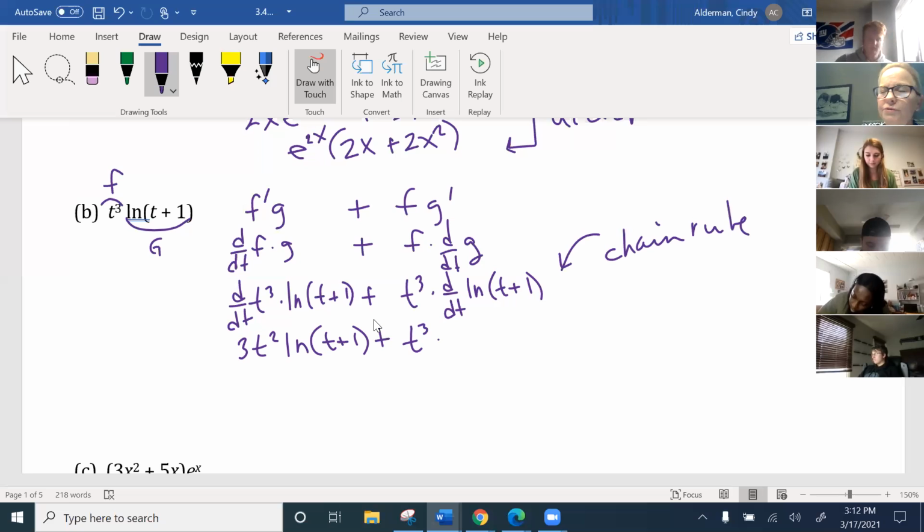But you will soon realize that, well, I'll do it and then I'll show you. So this would end up being 1 over t plus 1, right? Because the derivative of the natural log of x is just 1 over x. But then we would have to multiply that by the derivative of t plus 1 using the chain rule. But the reason why you don't really have to do that step is because, what is the derivative of t plus 1?